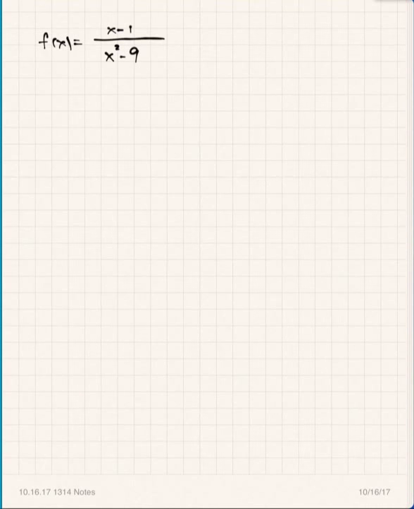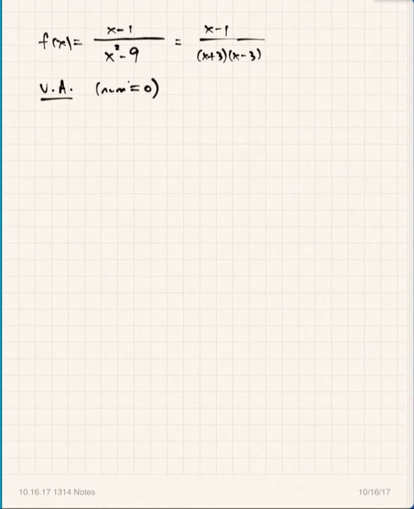So there's some different things that are going to happen on this problem. Now, one thing you'll want to do is if there's any factoring, you'll want to do that. So the denominator factors into x plus 3 times x minus 3. All right, so the vertical asymptotes, where do they happen? It's where the numerator is 0.